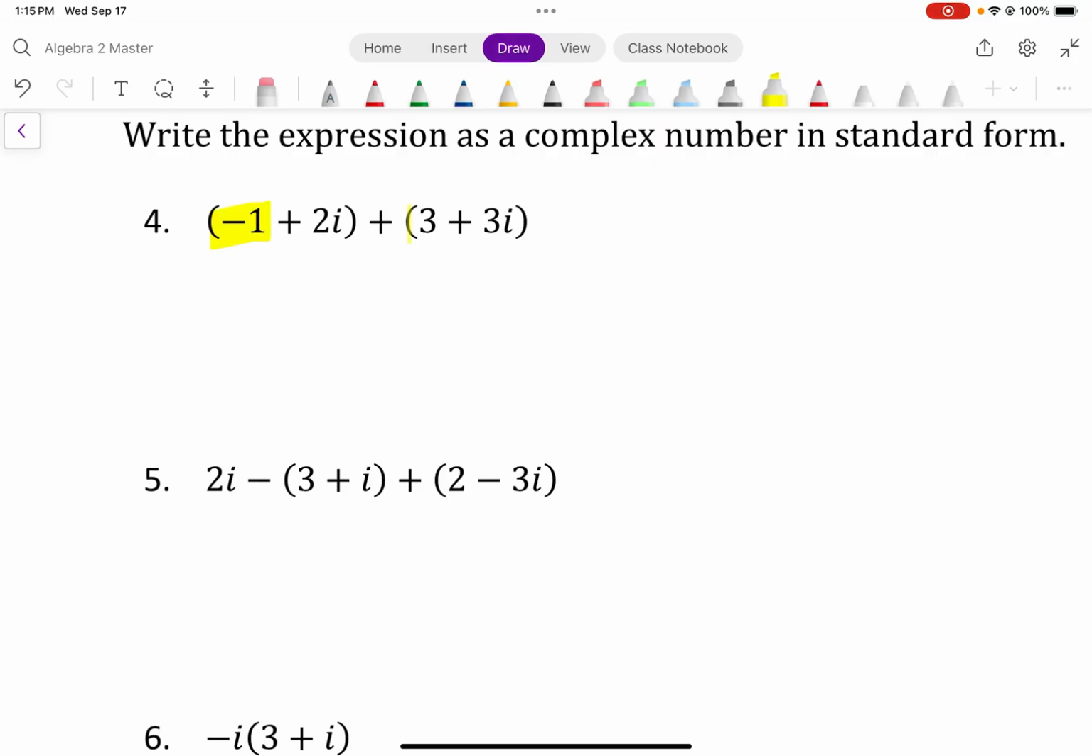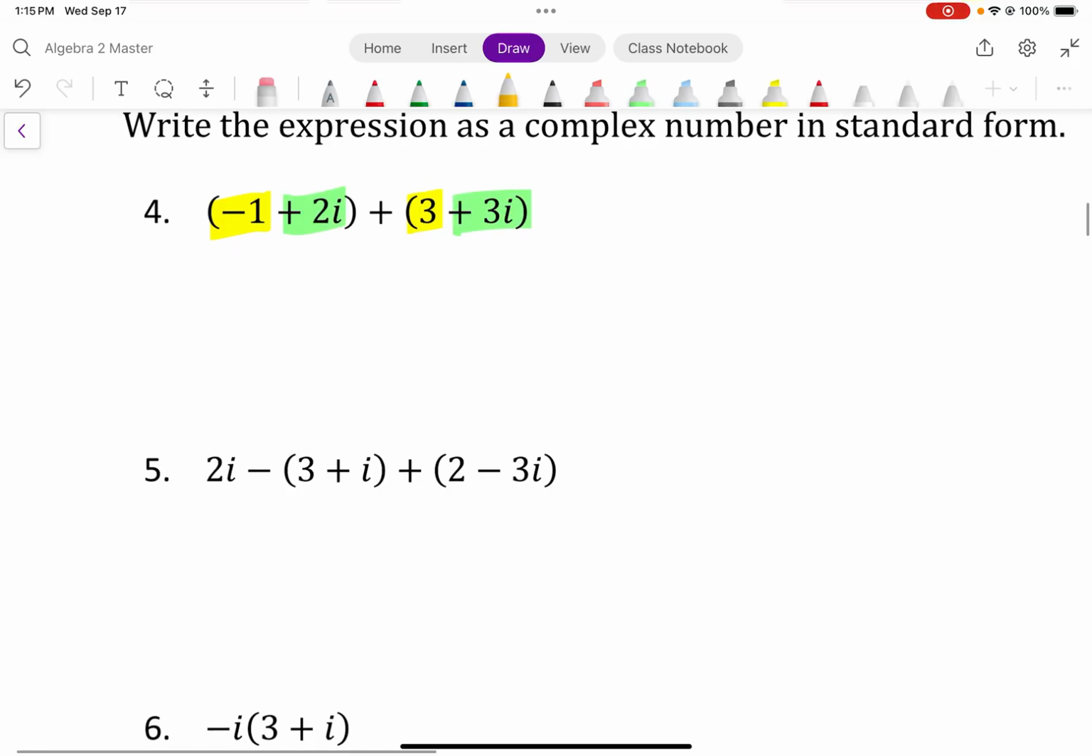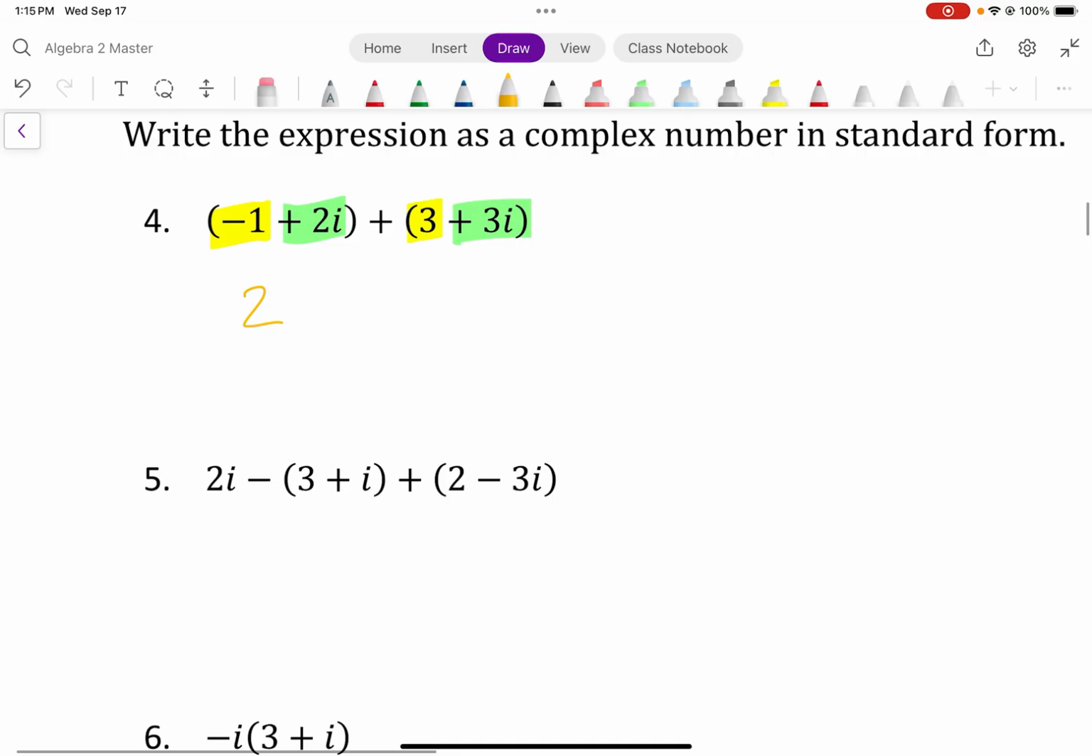So I have a -1 and a 3 as like terms, and I have a 2i and a 3i as like terms. So -1 plus 3 gives me 2. 2i plus 3i gives me 5i. That's my answer. Okay. If it had been a -5i, I would subtract 5i and I would move on.